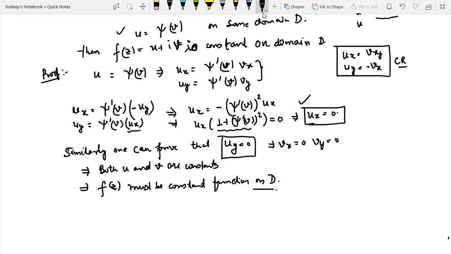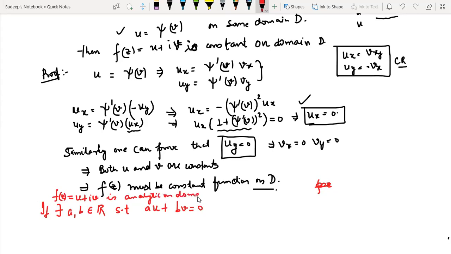So let us say, using this result, if I give you one thing: if there exist some a and b belonging to R such that au plus bv is equal to 0, and fz, which is u plus iota v, is analytic on domain D, and there exist a and b belonging to R such that au plus bv equal to 0, it implies what?